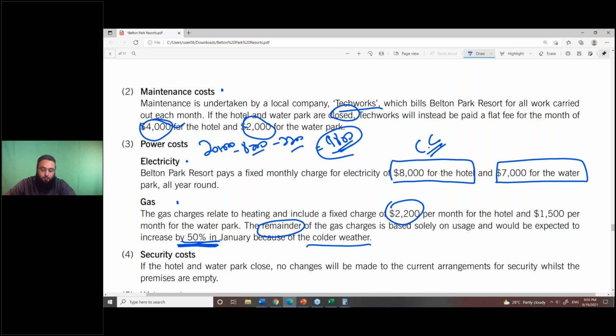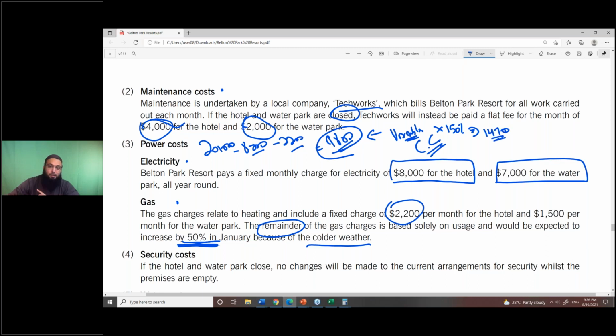Now, first of all, this is a variable one. So this will continue to arise first of all, because it depends on the usage. So it's basically something that will continue. But not only this will continue, but this will increase by a further 50% because of the colder weather, which means not only will this continue, but you have to multiply this with 150% so that you also incorporate the impact of the extension here, and that makes it 14,700.